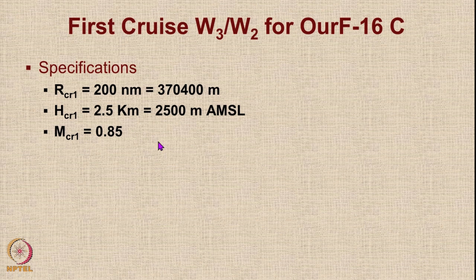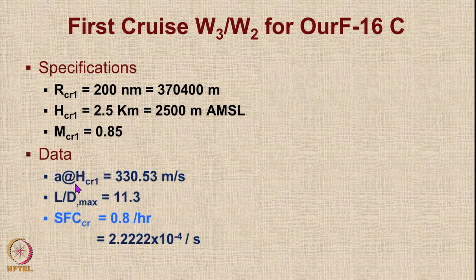This is the specification, so that is why it is shown in the black color. The data is that the value of sonic speed at this altitude from the tables or by calculation is 330.53 at 1 kilometer above mean sea level. L by D max we have already obtained as 11.3. SFC cruise we have assumed it to be 0.8 per hour. So, to convert it into seconds for matching the units, you just divide this by 3600.